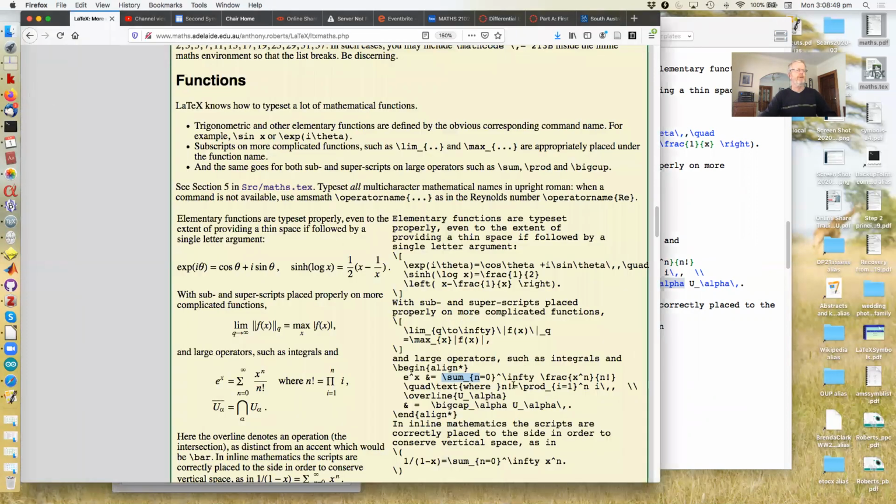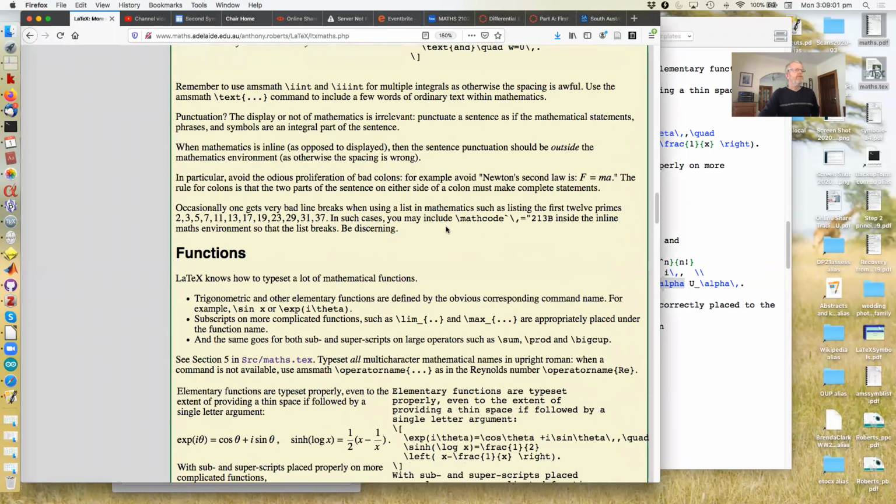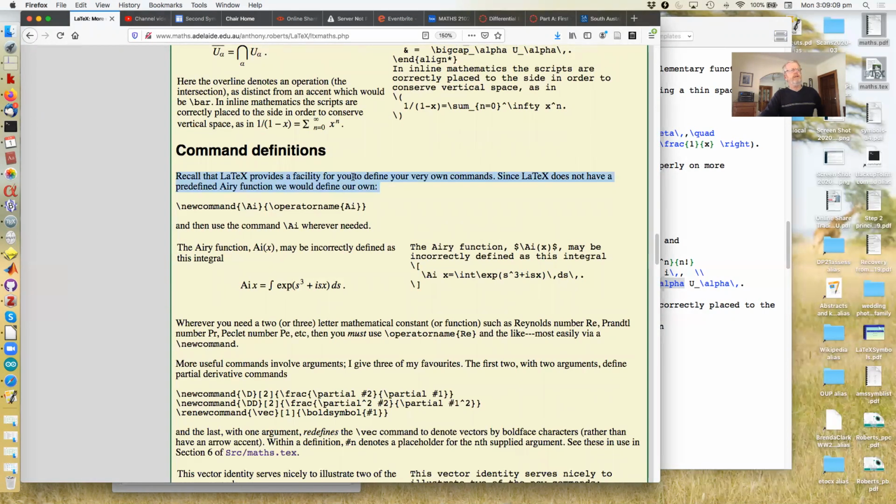No, did the wrong one. Okay, so what about command definitions? We've commented that LaTeX provides a facility to define your own commands. So what happens if it doesn't have a function that you want? There is a finite limit to what it knows. So the Airy function is symbolized in mathematics by Ai. So you just use a function command to define it. \newcommand \Ai, and then you define it to be Ai. But importantly, make it an operator by saying \operatorname{Ai}. Right? And then we can use the command \Ai wherever it's needed.